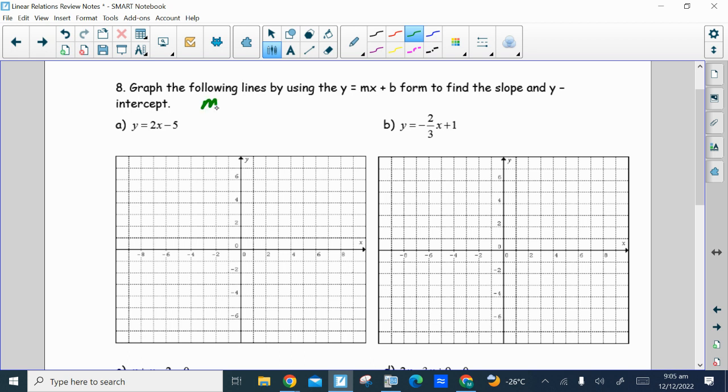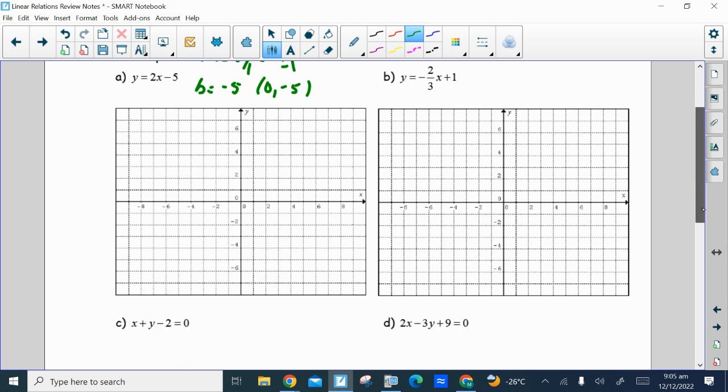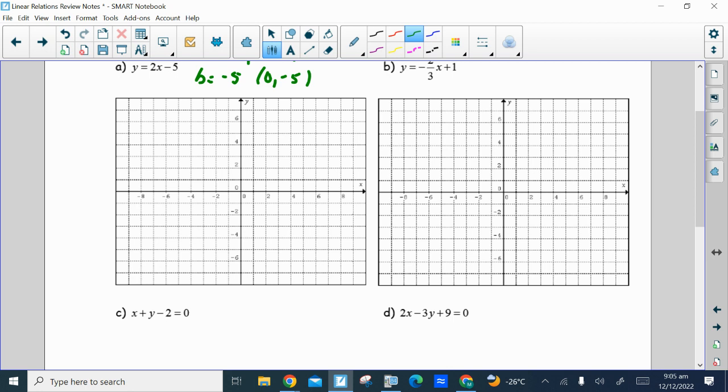The slope m is the number in front of x. It's 2 or 2 over 1. Now we could also say it's negative 2 over negative 1. We did this because when you divide those, you're still going to get positive 2. And b, the y-intercept, is negative 5, or the point 0 comma negative 5. The y-intercept is where the graph crosses the y-axis. It is where x is 0. So that's where we start. We start with our y-intercept, negative 5.